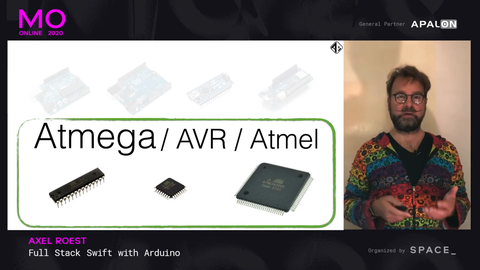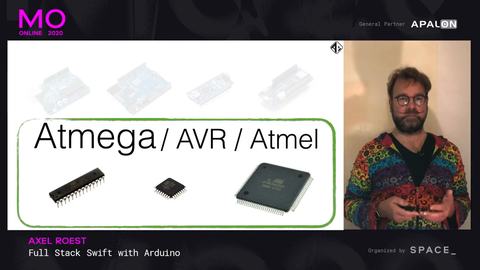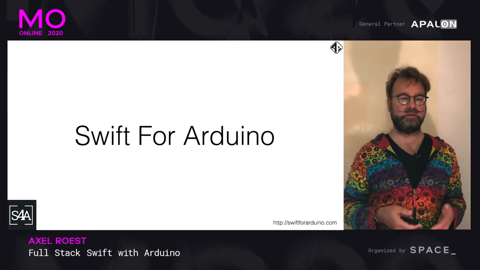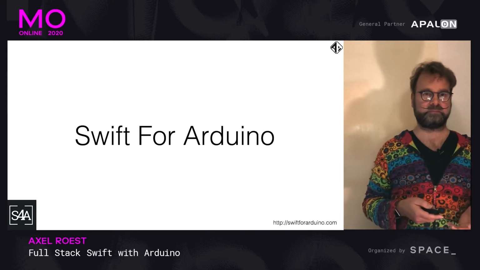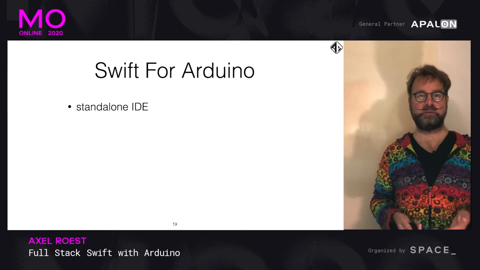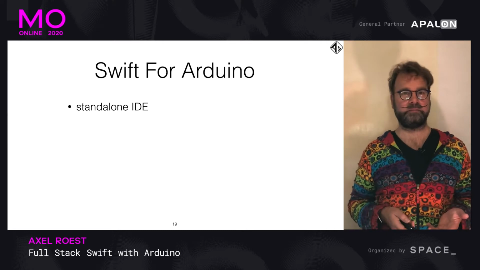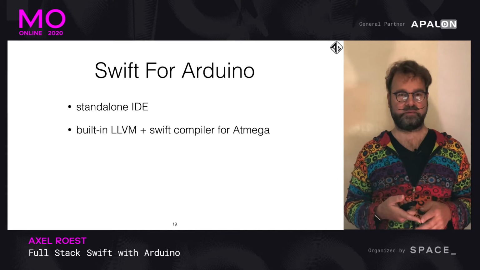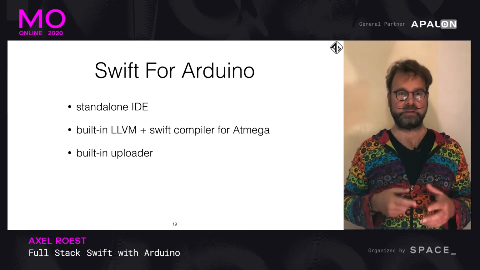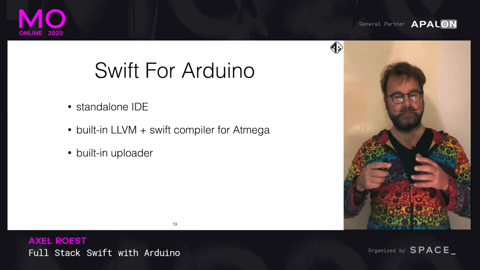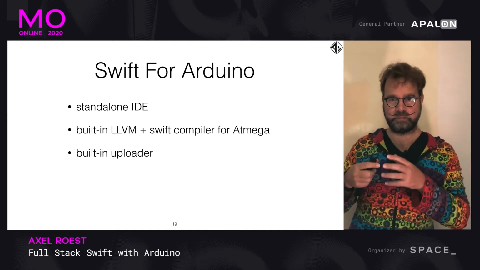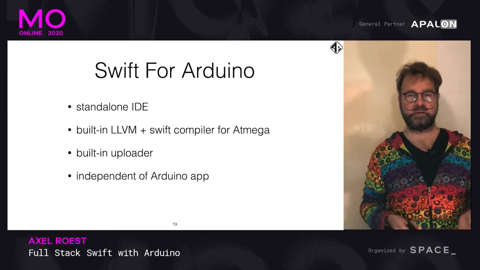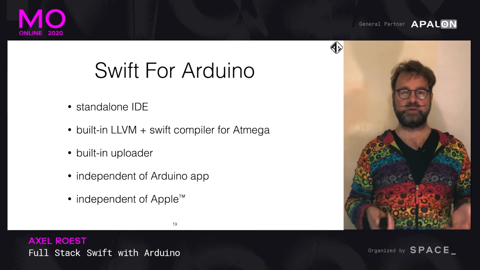So a year ago, a friend of mine, Carl Pito, used that LLVM cross-compiler and created an IDE called Swift for Arduino. So what is Swift for Arduino? It is a standalone IDE. It incorporates the LLVM and cross-compiler, the Swift compiler for the Atmega. It has a built-in uploader, so you can directly upload the binary that you compiled to your Arduino device. It is independent of the Arduino application, and it is also independent of Apple.